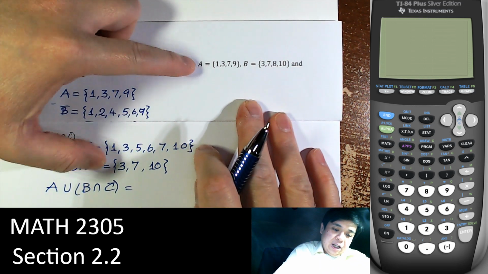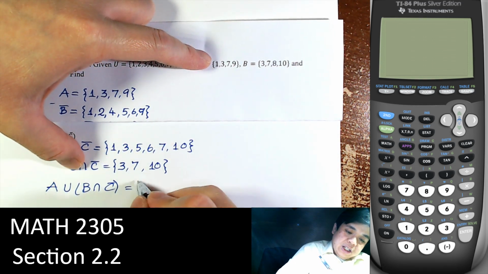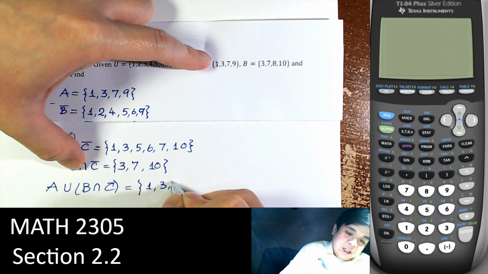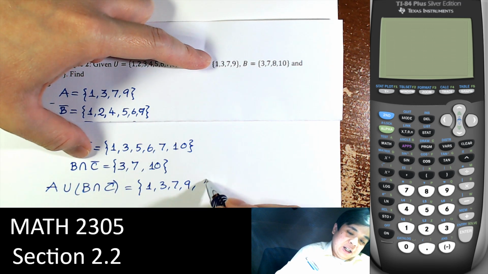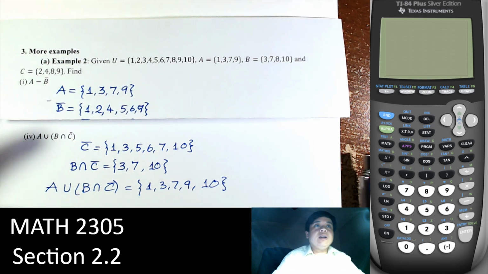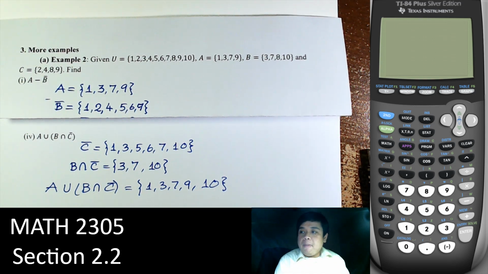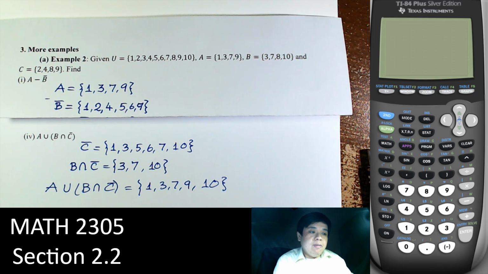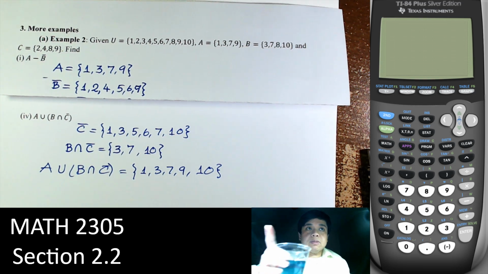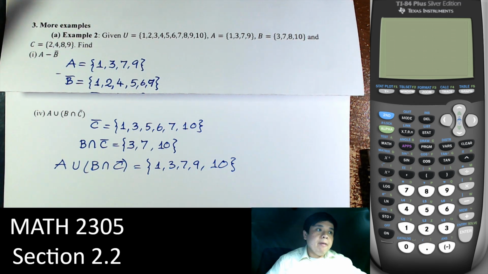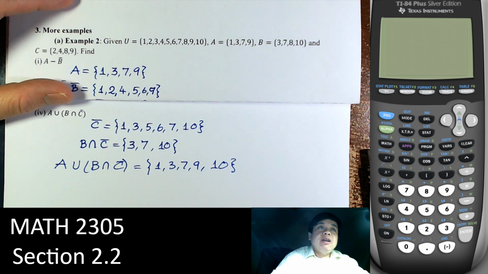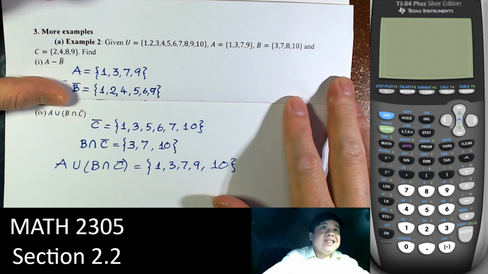So this is A. So we compare these two. We're going to list everything in A: 1, 3, 7, and 9, and then list what is the new element here. So the only new one here is 10. Right. So that's all we have. And with that, we conclude section 2.2.